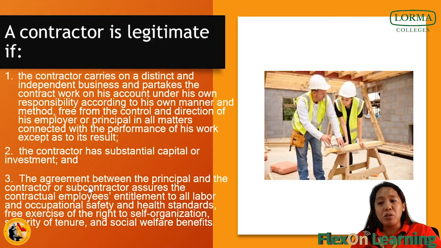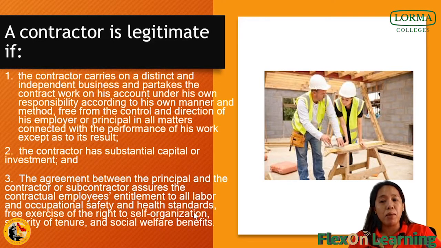And the subcontractor is considered an employee of the contractor. The contractor is considered an employee of the principal. Okay, what if the subcontractor or the contractor is not going to give what is due? What is due to the employees, for example, safety and health standards, free exercise of self-organization, security of tenure, and social welfare benefits, then it would now be the responsibility of the principal. And the principal is going to sue the contractor or the subcontractor for not giving what is due.